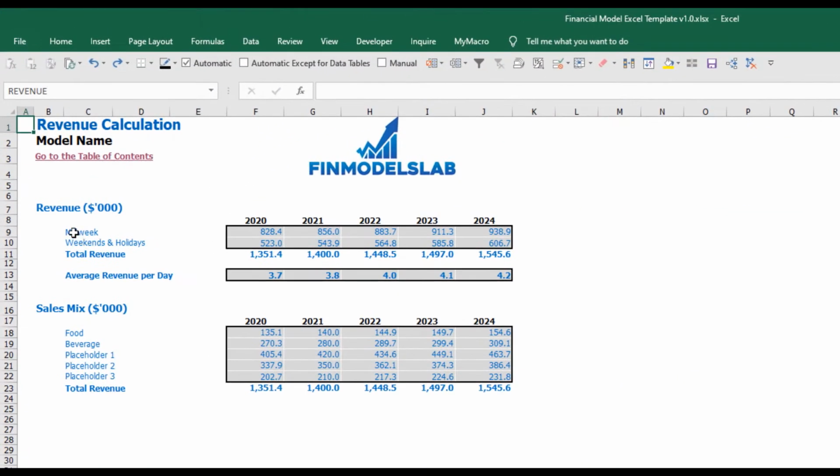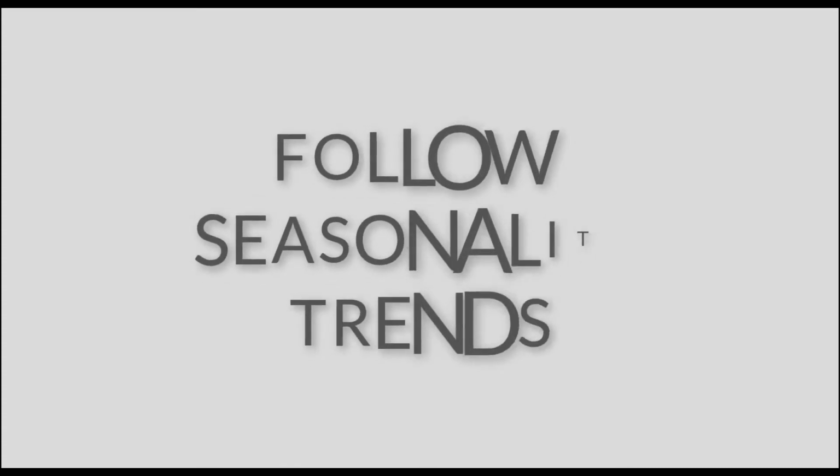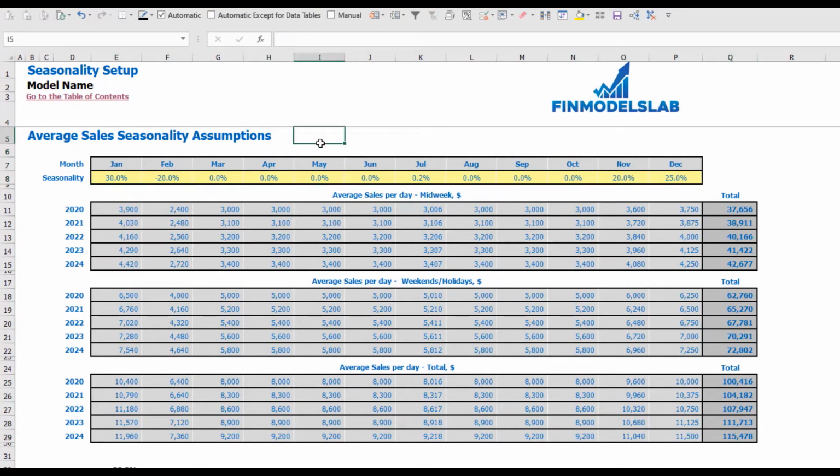Additionally, on the revenue tab you may see the main outputs, which is midweek and weekends and holidays revenue, average revenue per day, and you may set up sales seasonality across the year by months. So 30% means that in January you'll have 130% revenue sales coefficient, in February it will be 80%, in March 100%.